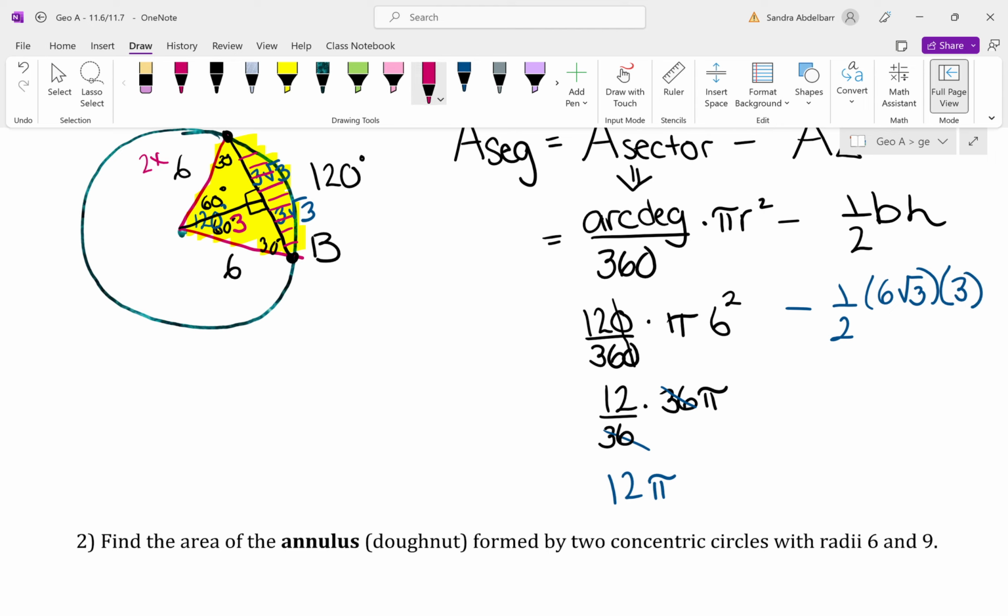So I'm going to take half of 6 root 3, which is 3 root 3, and then 3 root 3 times 3 is 9 root 3. So our answer is 12 pi minus 9 root 3.